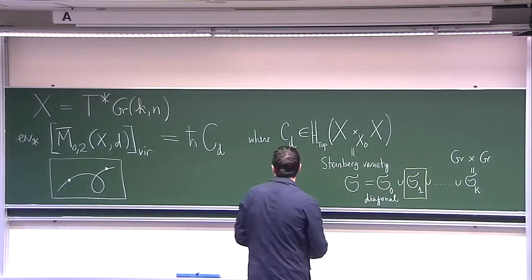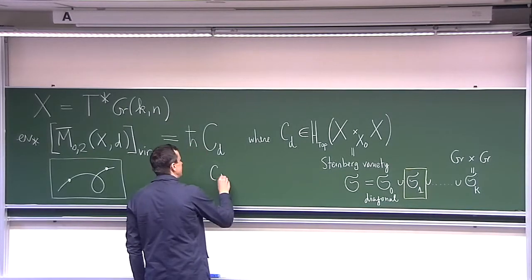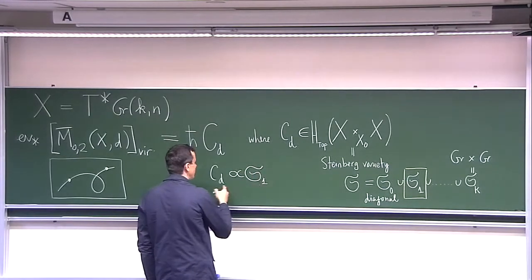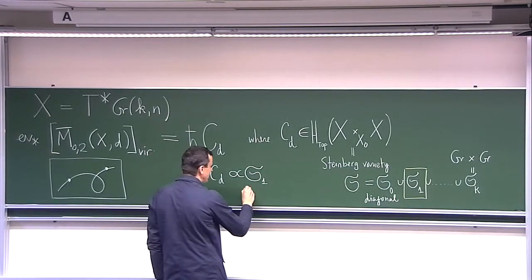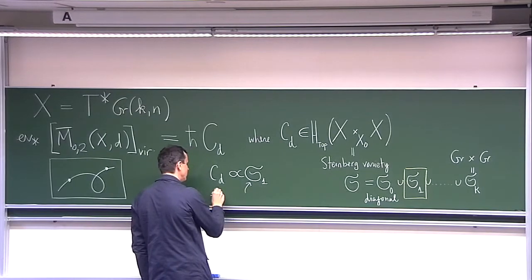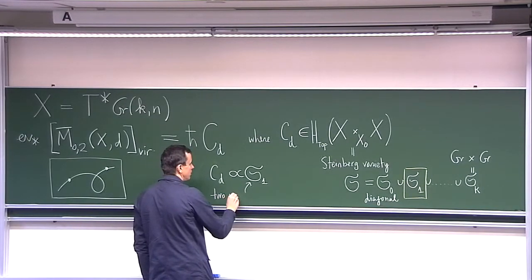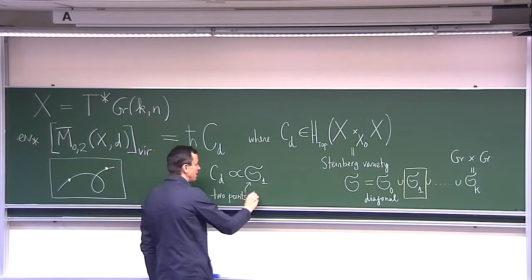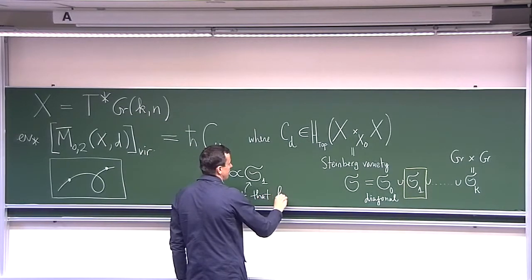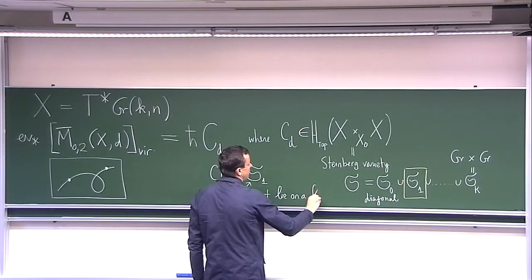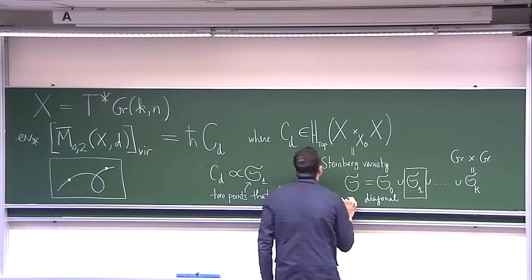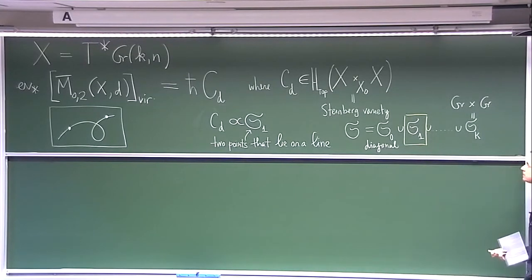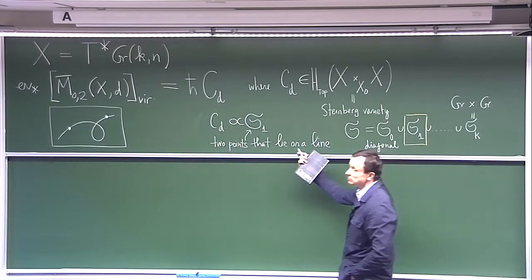And so this is the one we're always going to get. So we'll see that C_d is in fact proportional to this sigma 1. And so in particular for d equals 1, this is in fact the locus of two points. What is d equals 1? d equals 1 means a line. A line. So two points on a line. Maybe we'll get to this more precise analysis in a second.